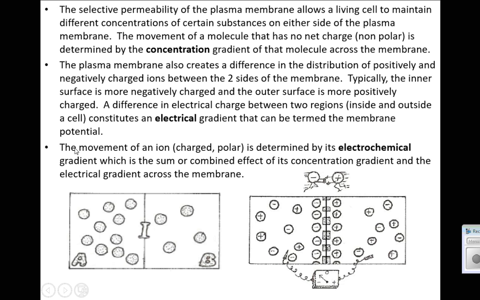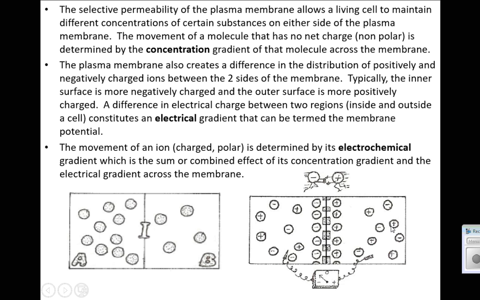Okay. Now, when ions move, since they are charged or polar, they're going to be moving based on their electrochemical gradient, which is based on the electrical gradient and concentration gradient. Okay. So let's look at our figure. With all these negative ions inside the cell, very few outside, let's just call them chloride ions. There's a high concentration of negative chloride here, very few here.